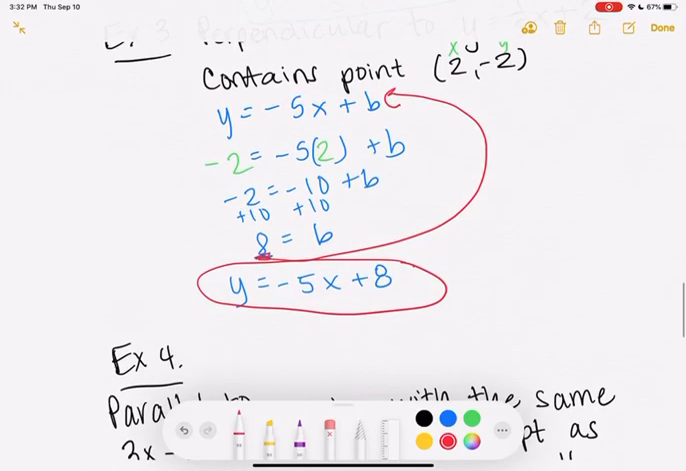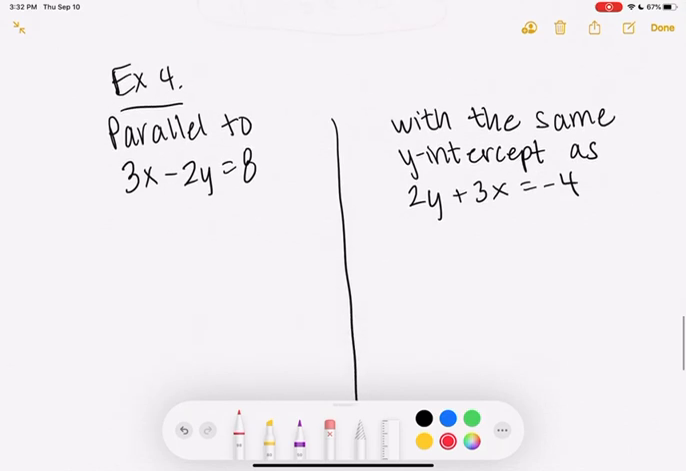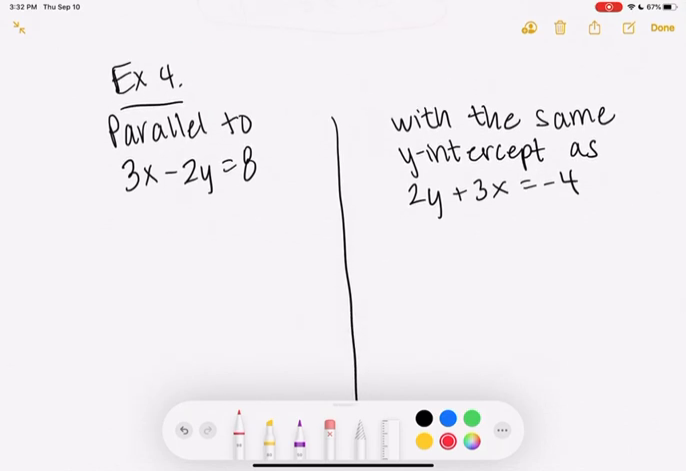Very good. Last one for today. This one is a confusing one, though. There is a lot going on. For this last one, I want an equation that has two different things, okay? It's going to be parallel to this one on the left, the 3x minus 2y equals 8. I want it to be parallel to that one, but then I want it to have the same y-intercept as this one on the right. Okay, so can you look at that and see what the slope is for the parallel one? Or can you look at it and see what the y-intercept is?